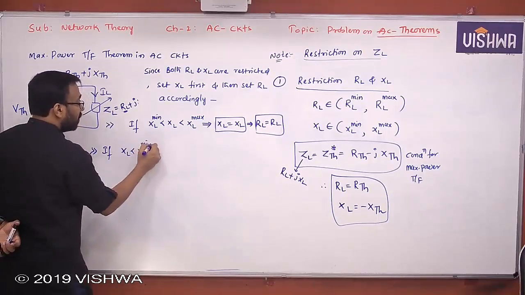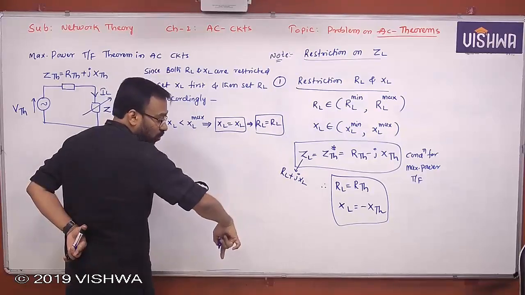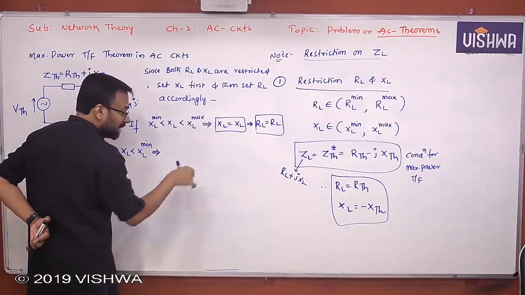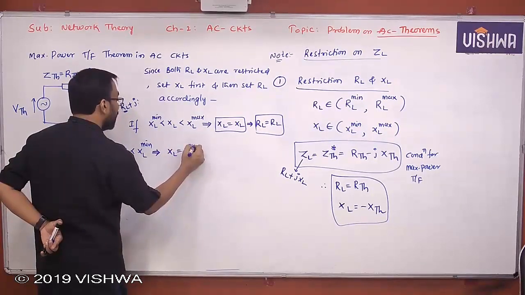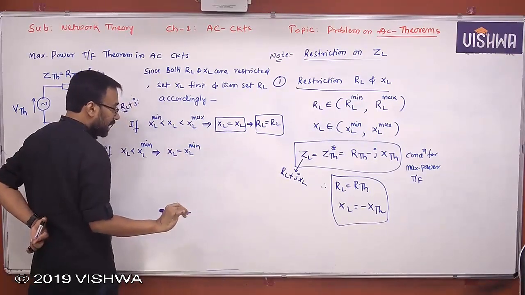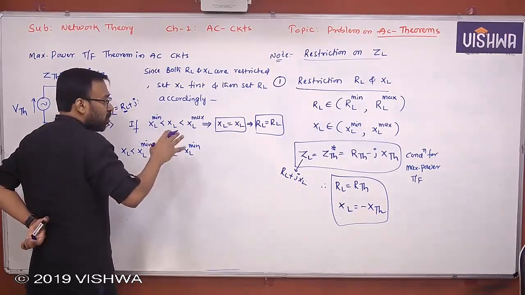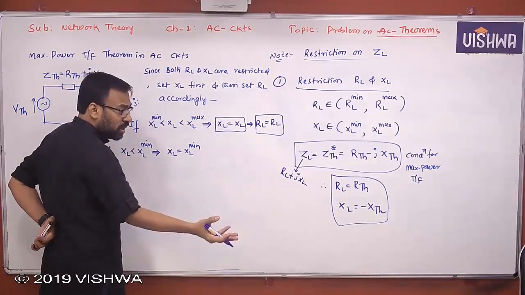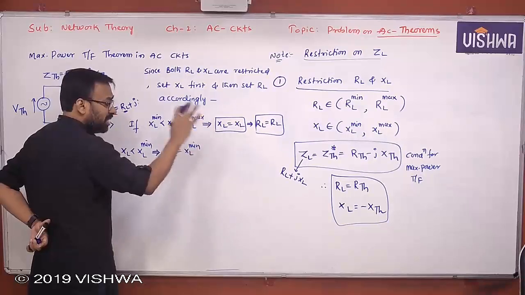If that value, whatever you found there, is found to be less than the lowest value, then what is the best possible way of setting that XL? Better you set that value to XL minimum only. This is nothing but enforcing the limits. When XL is going out of limits, you enforce the limits. What is the meaning of enforcing the limits? When XL is less than XL min, you call that XL equal to XL min.